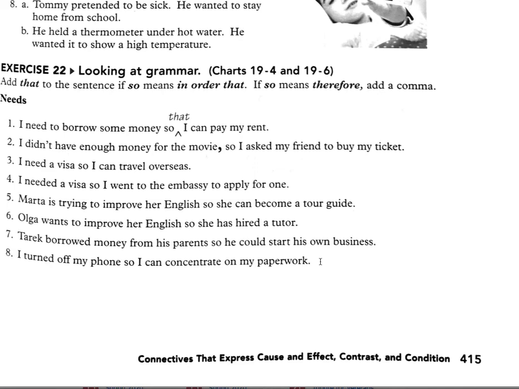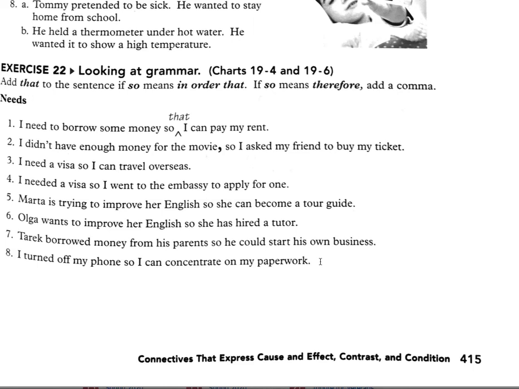So remember, ladies and gentlemen, that we can use such and that with a modified noun, so and that with an adjective or adverb, or with an expression of quantity: many, few, much, and little. Okay? And when you use so that, it gives a purpose. Okay? It shows a purpose. So it means in order to.